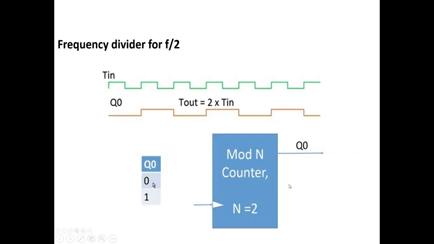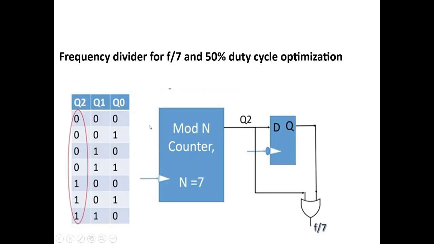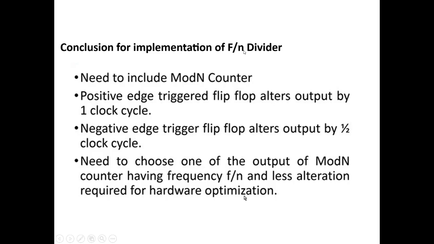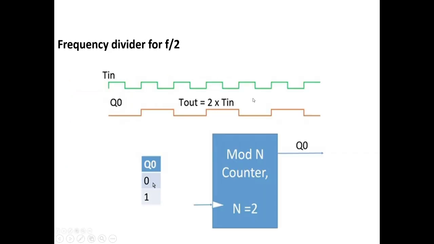Okay. Up to here we have seen the f by n circuit where n is odd. Next we are seeing the f by n circuit where n is even. So to develop an f by 2 circuit, you need to develop a mod 2 counter. This is off for one cycle and on for one cycle. Is any extra circuit required? No. Why? Because here itself you are getting 50% duty cycle.